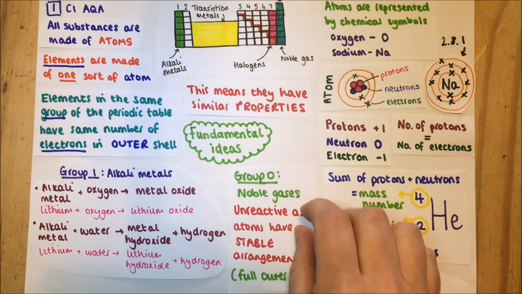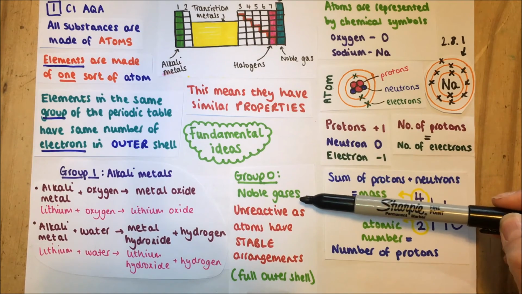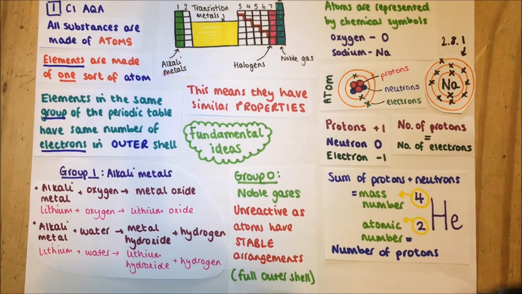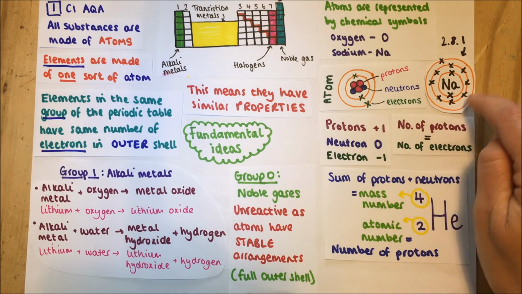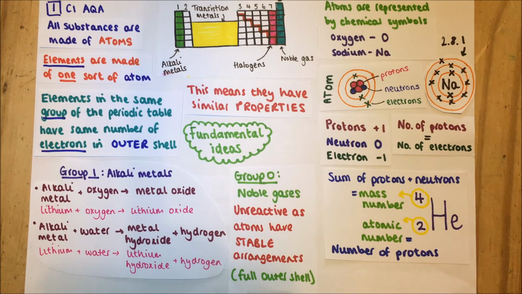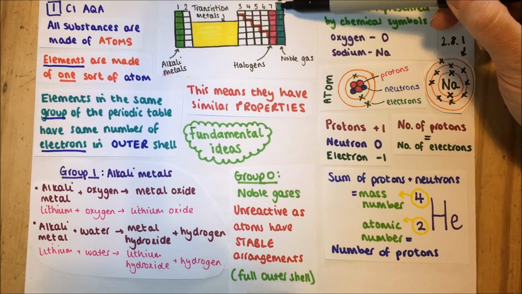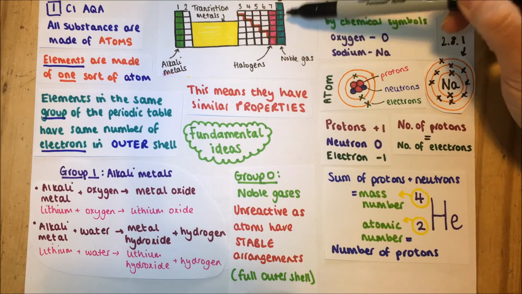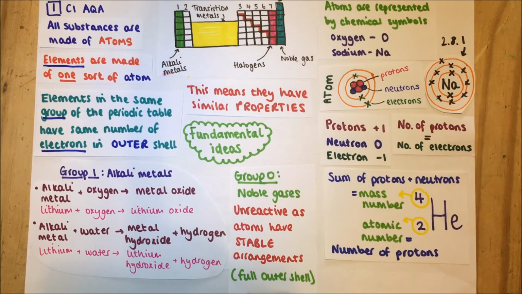And the other group is group 0, which are the noble gases. Like I said, they're really unreactive. The reason they're unreactive is because they have what's called stable arrangements. The outer shell in a noble gas is full. So it either has 2, if it's helium, up here, or all the others underneath have full outer shells, which would be 8. So they don't need to get, steal, borrow or share any electrons for the outer shell. It's completely full, so they're stable, they don't need to react with anybody. So you may be asked why noble gases are unreactive. It's because they have stable arrangements or full outer shells.